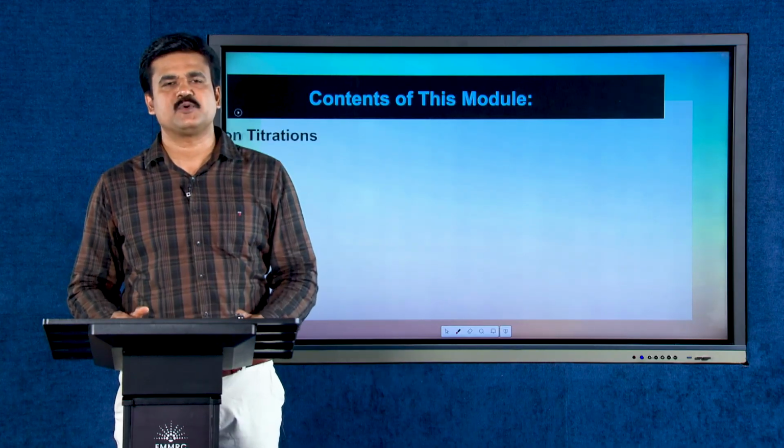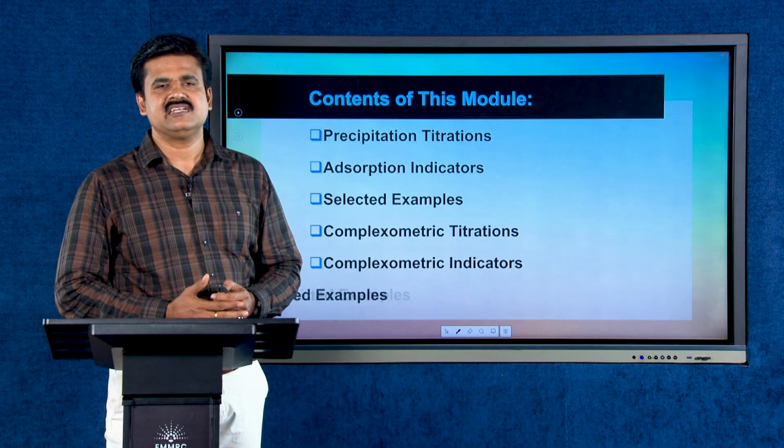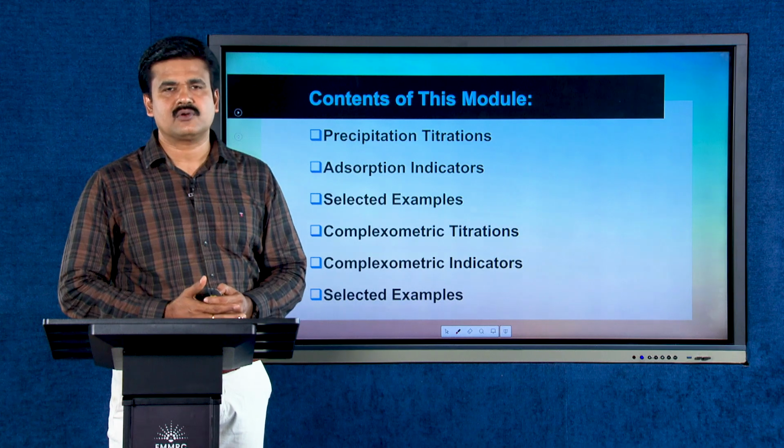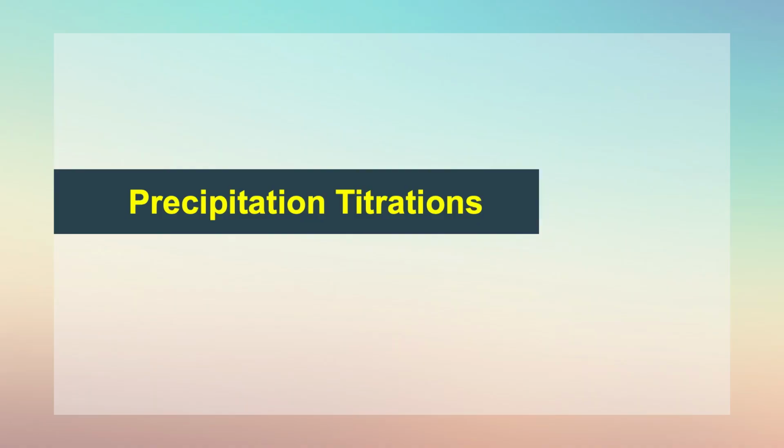The contents of this module are precipitation titration, adsorption indicators, selected examples for precipitation titration, complexometric titrations, complexometric indicators, and selected examples for complexometric titrations. First of all, we are dealing with precipitation titration.